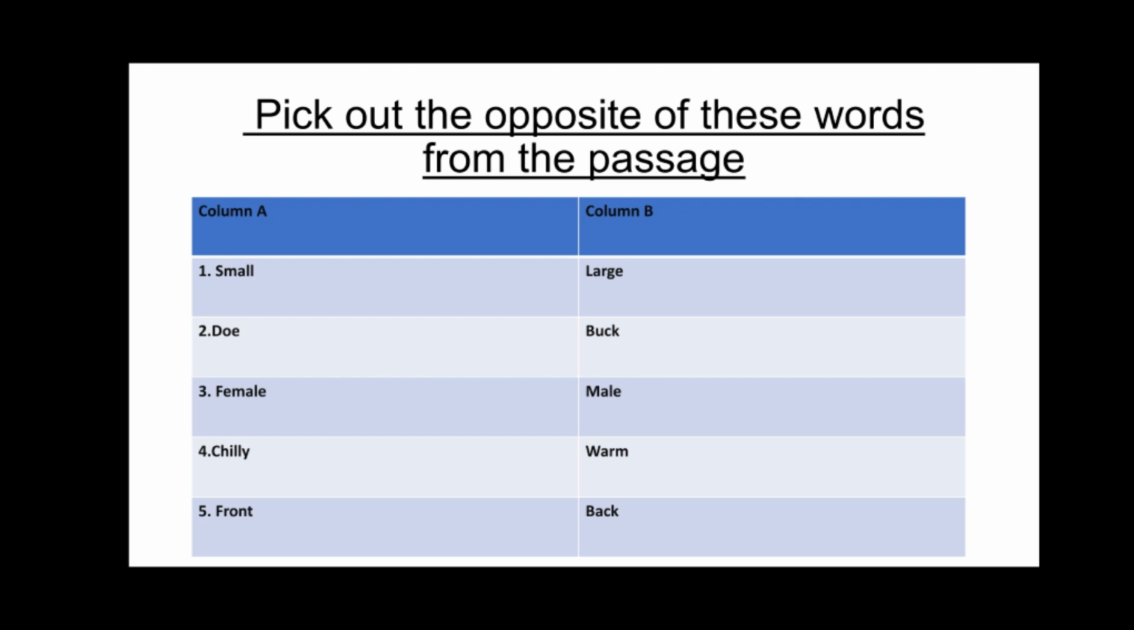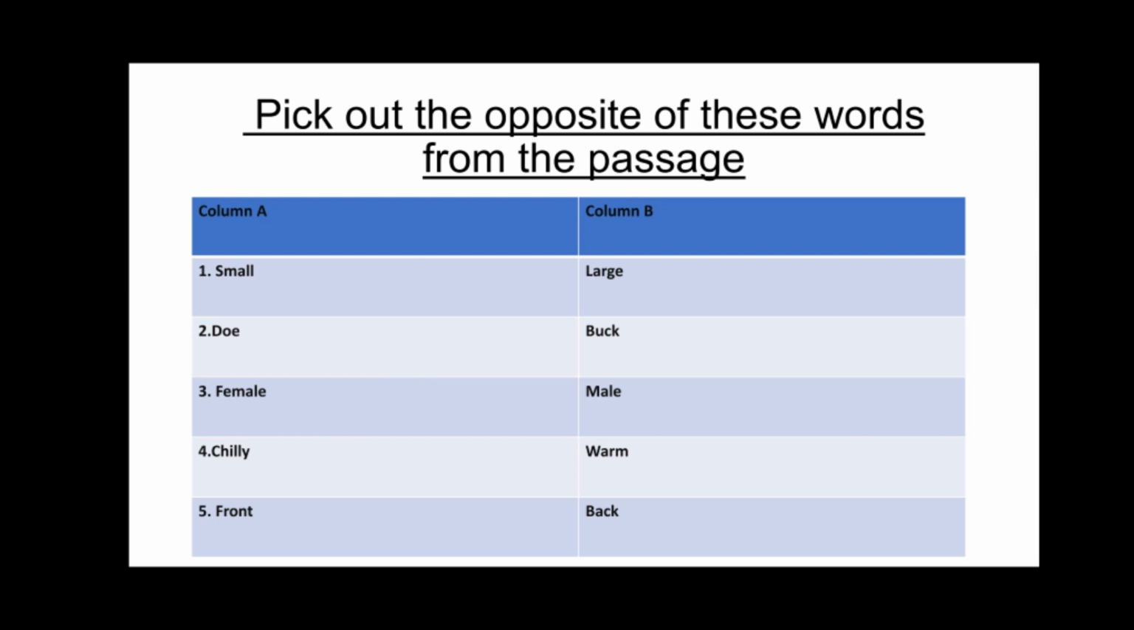So the first word is small. So the opposite of small is big or large. The second word is doe and the opposite of doe is buck. The third word is female and the opposite of female is male. The fourth word is chilly and the opposite of chilly is warm. And the fifth word is front and the opposite of front is back.